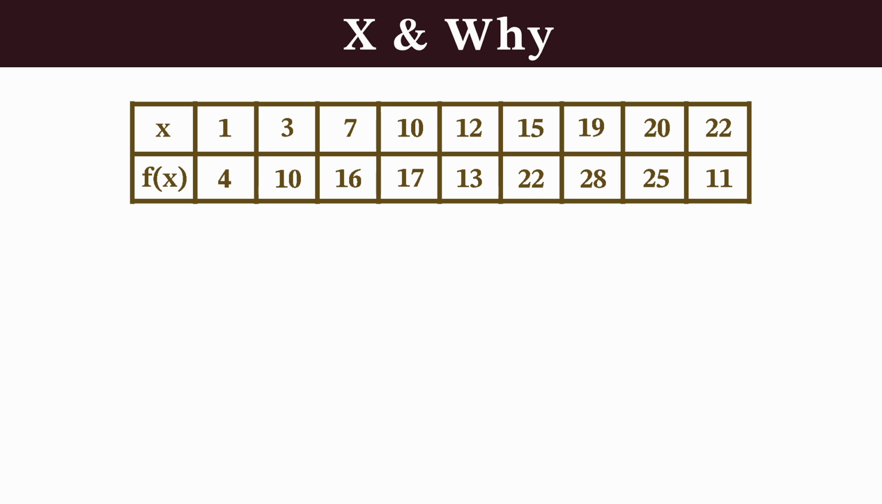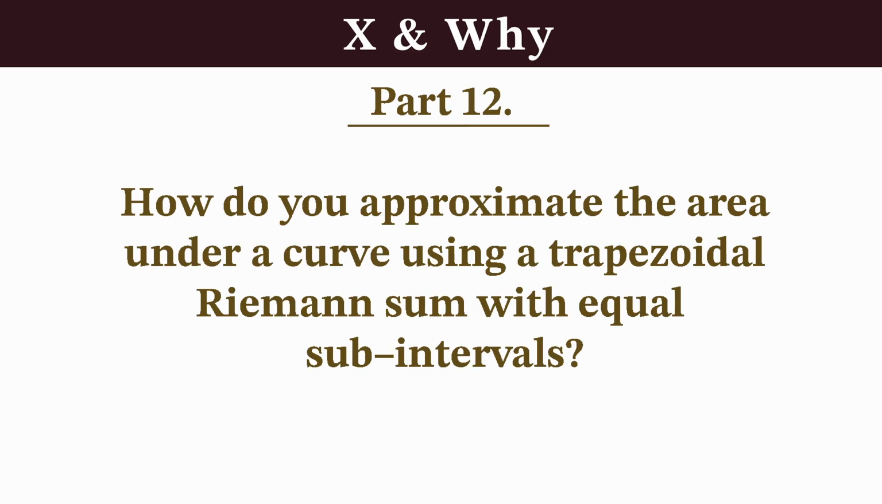With unequal subintervals, the widths change, so you can't factor out delta x. You have to treat each term separately, using the actual width of each subinterval. Part 12. How do you approximate the area under the curve using a trapezoidal sum with equal subintervals?